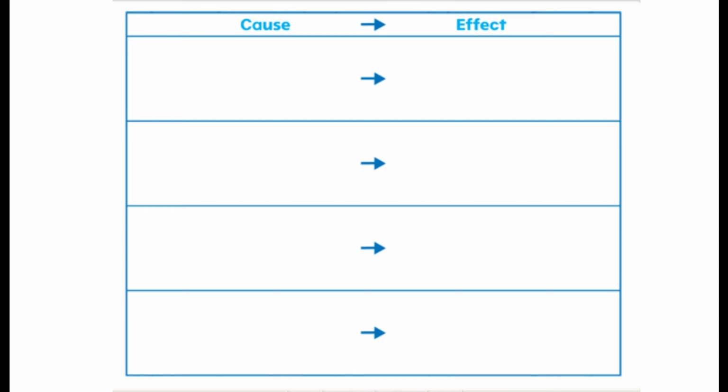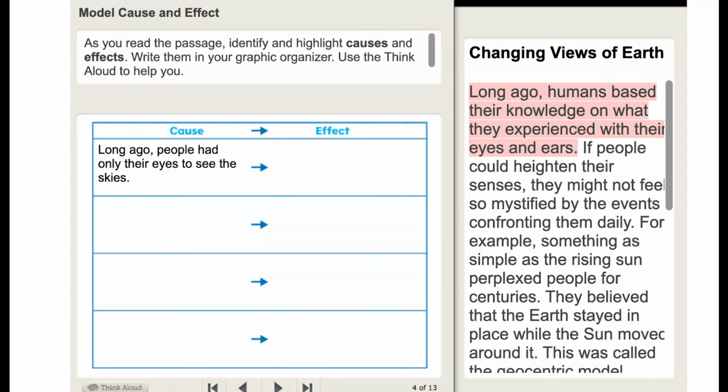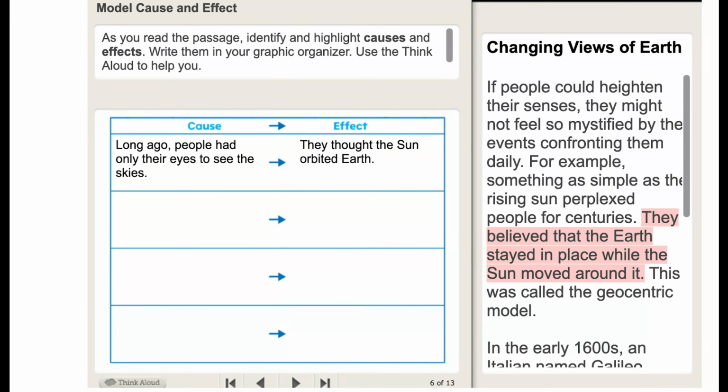Let's dive into our text and look for cause and effect relationships now. We are going to focus on how over time people changed their views on how the sun and the earth orbited. On page 353, under the heading On the Ground, Looking Around, is where we're going to start. In the second paragraph, it says, long ago, humans based their knowledge on what they experienced with their eyes and ears. And then it provides us with an example. It then shares that what they believed was because of what they could see. So, because of what they could see, the effect was they thought the sun orbited the earth. That's our cause and effect relationship.